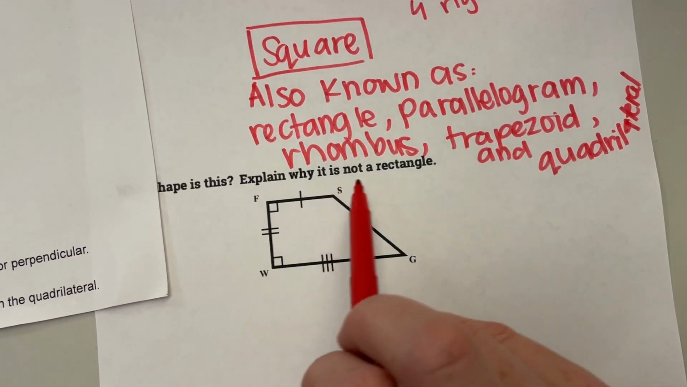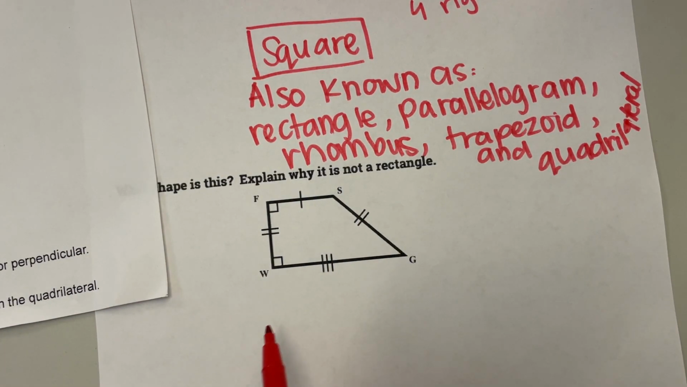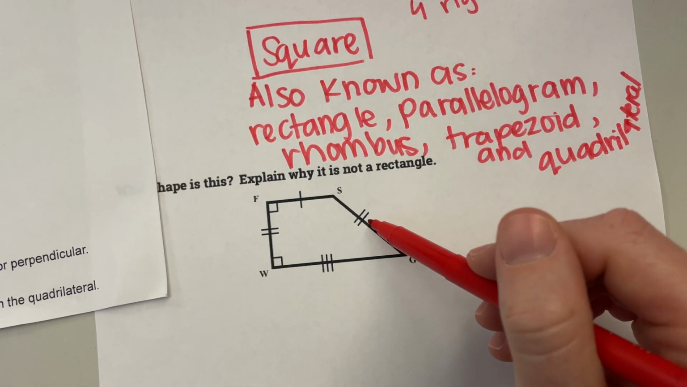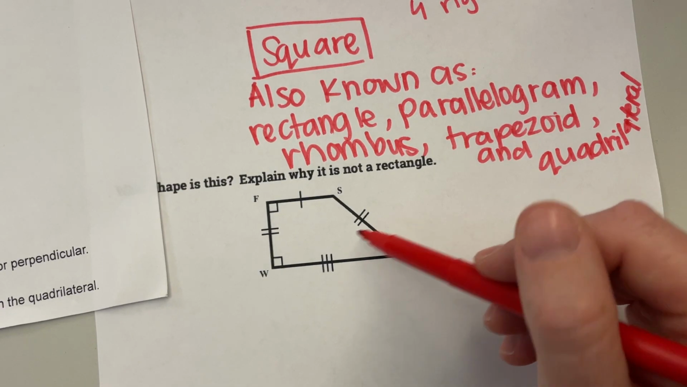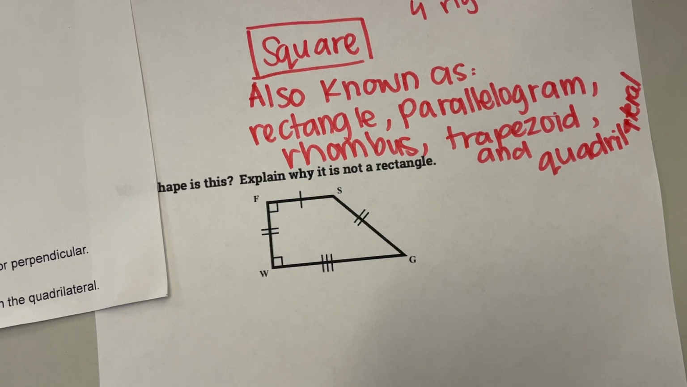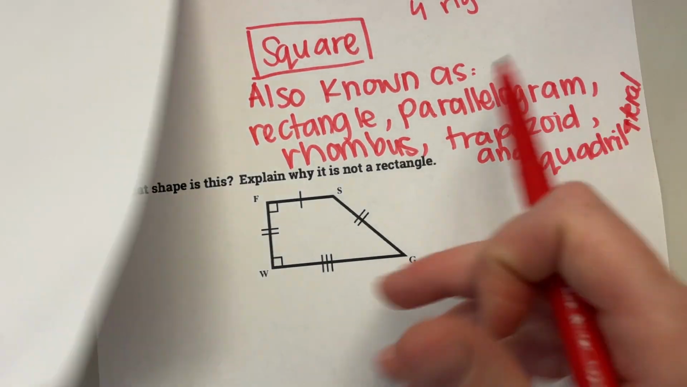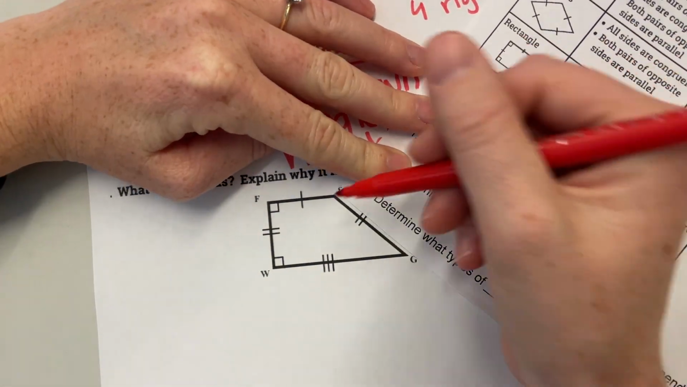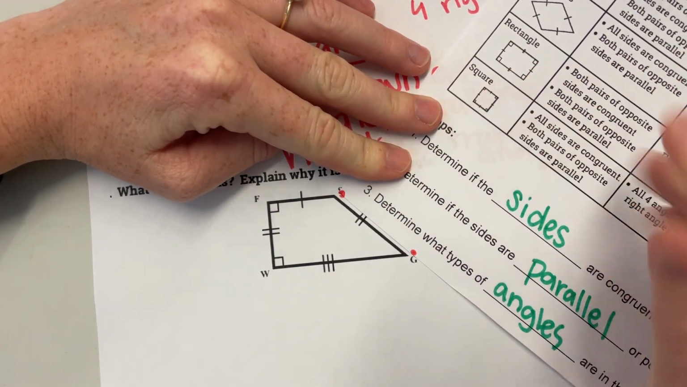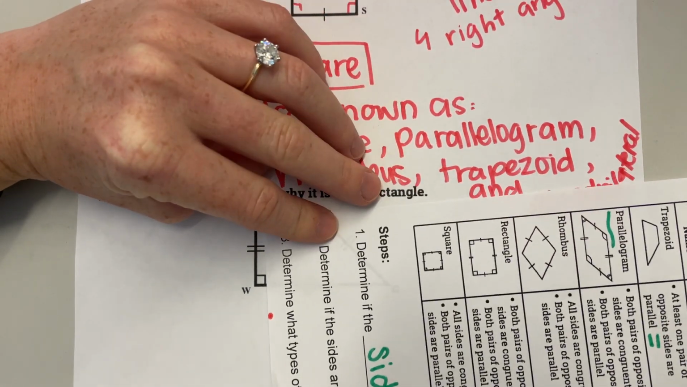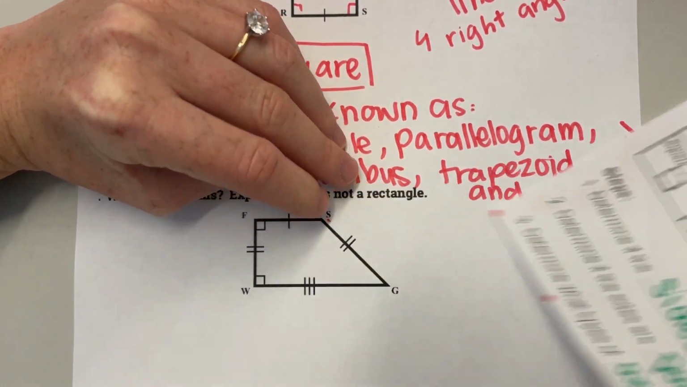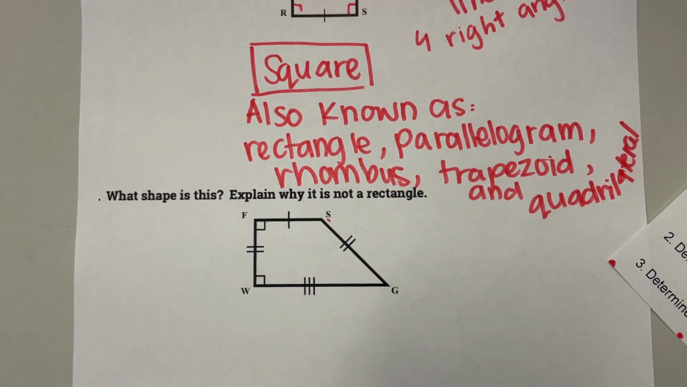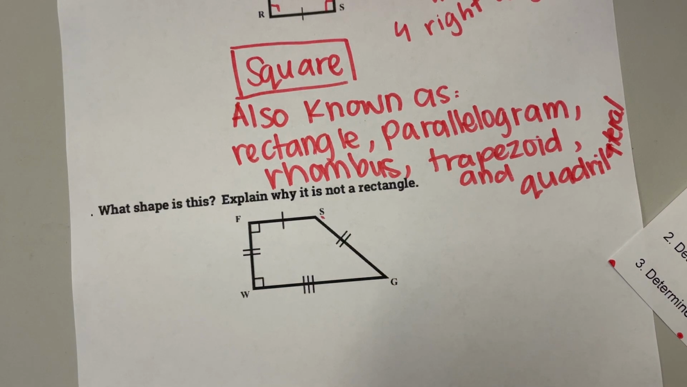What shape is this? Explain why it is not a rectangle. So we're going to see how many sides are congruent. This side is the same as this side? That does not seem to be the case, but it says that they're the same, so I'm going to see with my little trick that I do. That is not true at all. Okay, so these are not the same length. I don't know why it is labeled that they are the same length.